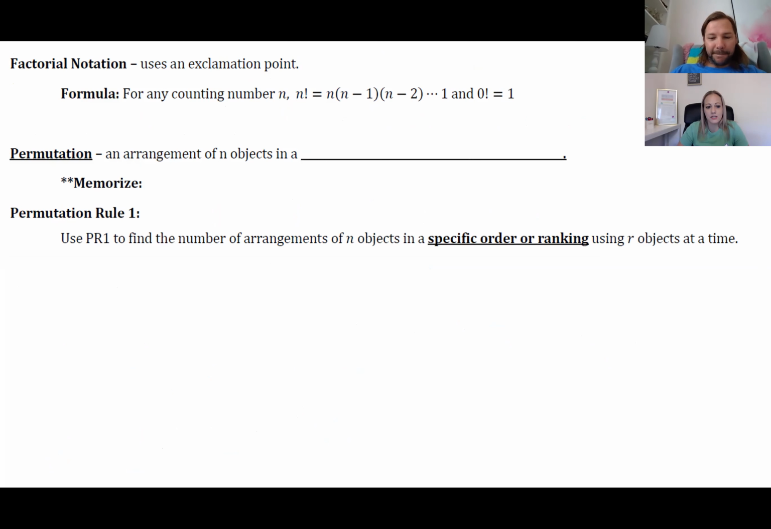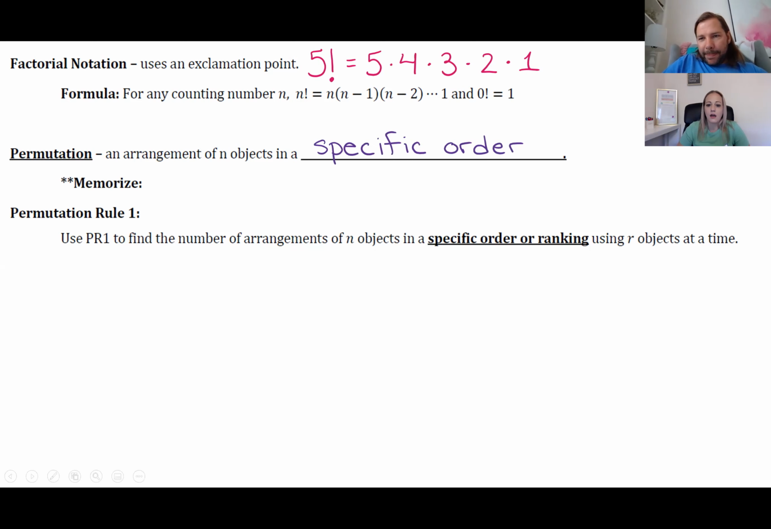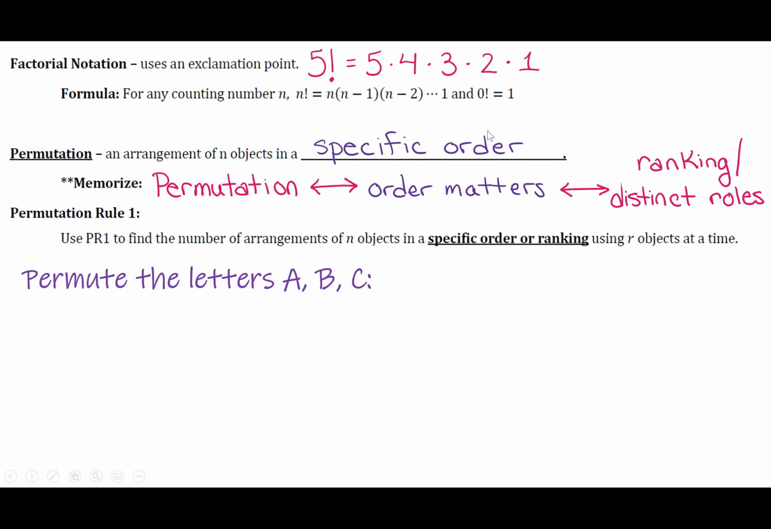So before we get into the permutation rule, we're going to need to know the notation for factorials. So factorial notation is just where you use an exclamation point, and the formula is that if you have n factorial, it means you take n times n minus 1 times n minus 2 all the way down until you get to the number 1, and you just multiply all of those together. So 5 factorial just means that you do 5 times 4 times 3 times 2 times 1. So you take whatever the number is, you multiply it with all of the numbers lower than it all the way down to 1. So that's all a factorial means.